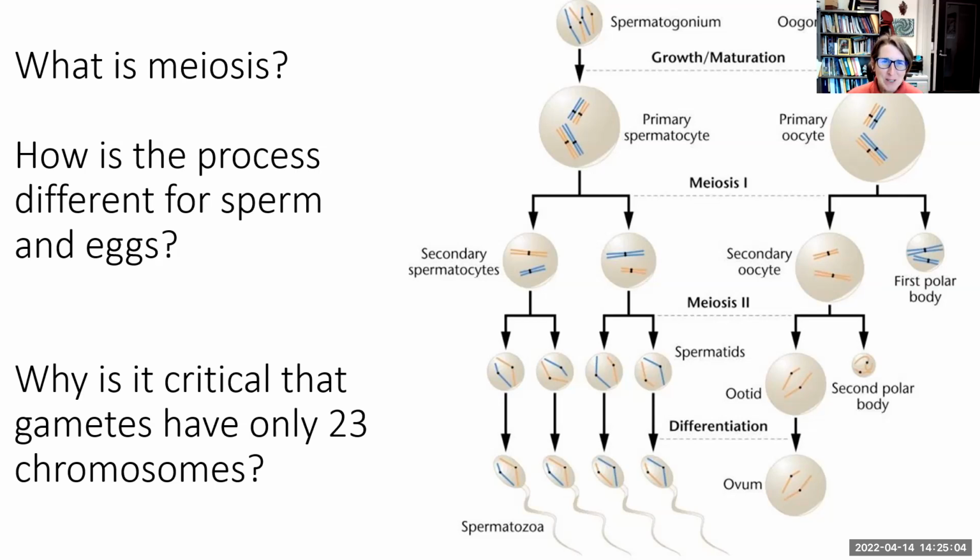So one of the questions is, how is the process different for sperm and eggs? And we talked about how the numbers are different. And we talked about how meiosis starts at puberty for males and it starts before birth for females. But there are a few more details I want you to recognize, right? So if it starts before birth for females, then what happens? Like what's going on at puberty?